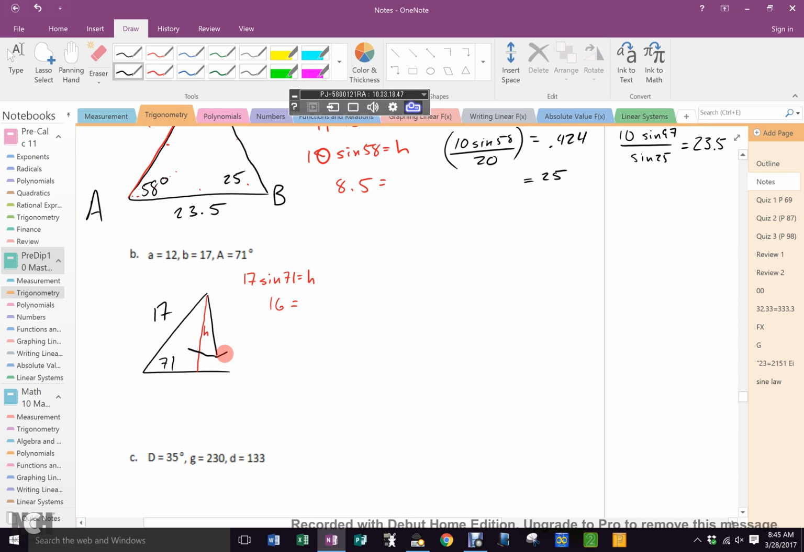Will it ever reach? No. So can this even make a triangle? No. So no triangles possible. Is everybody starting to grasp this?